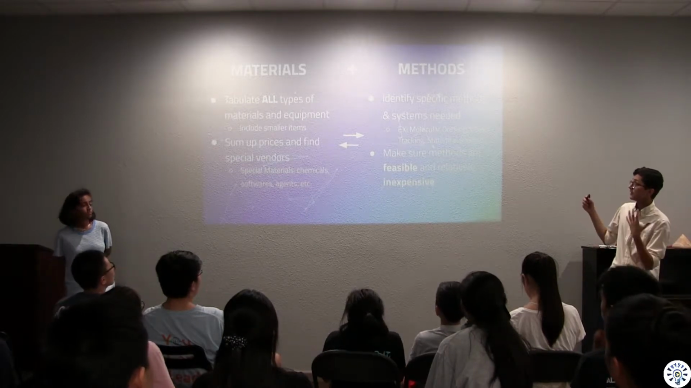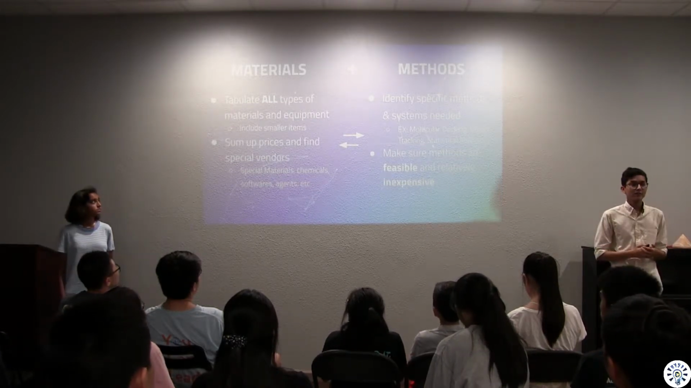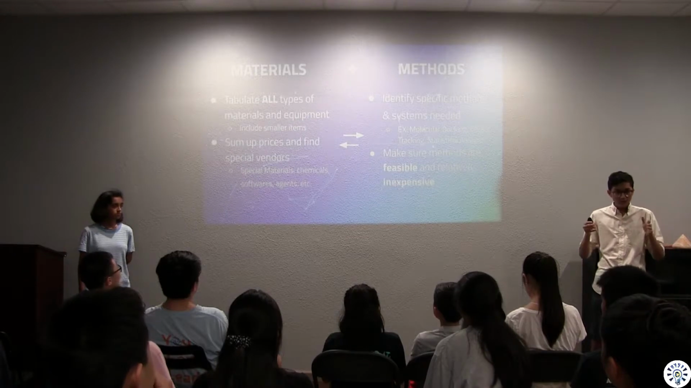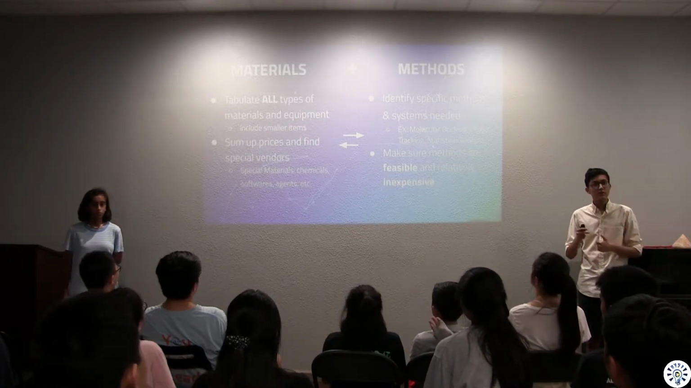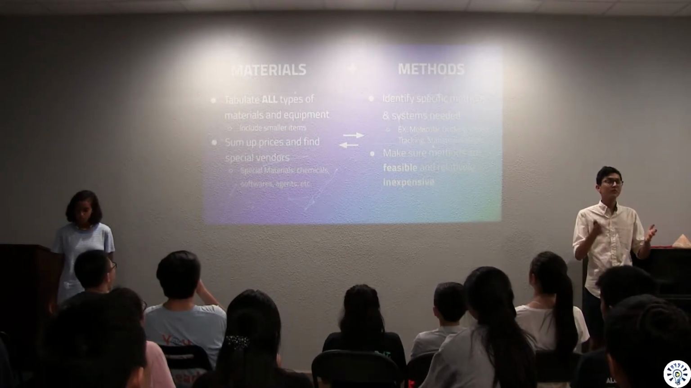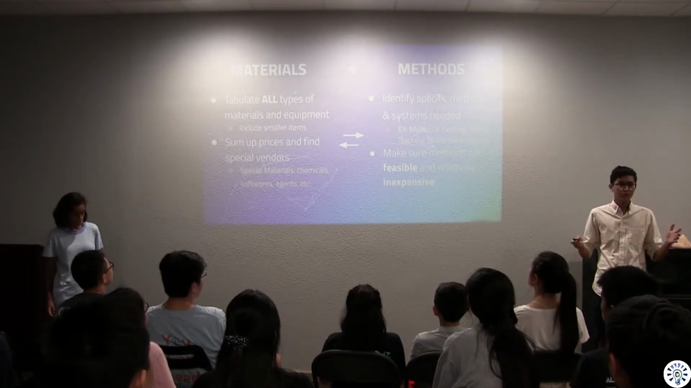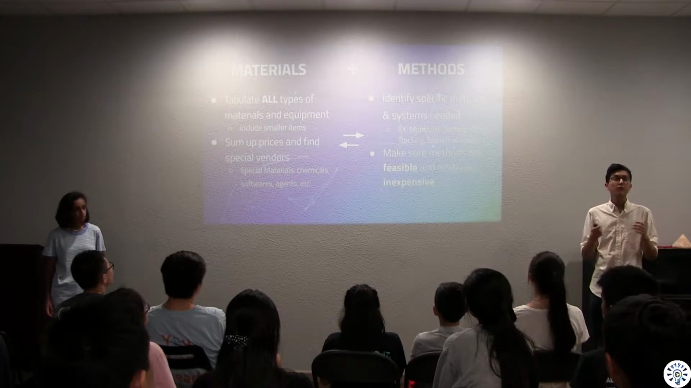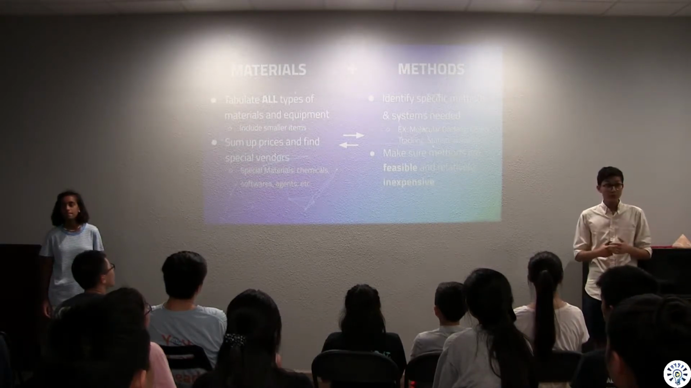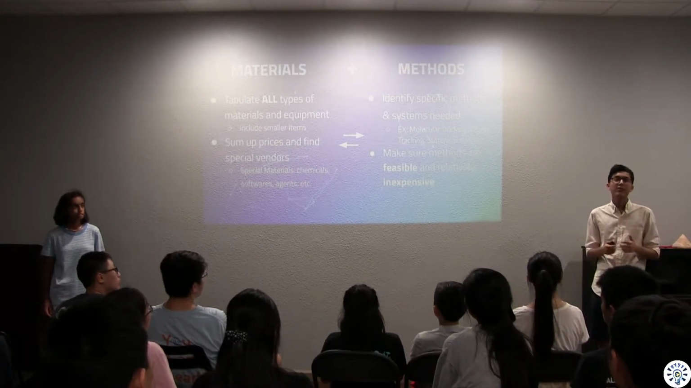And then the next step is materials and methods. This is going to be the biggest part. This is going to be understanding what you need to do. Starting with materials, you need to, in your research plan, evaluate every single type of material you need. If you need a paper towel, you need to put that on there.